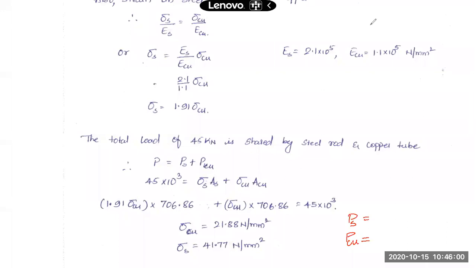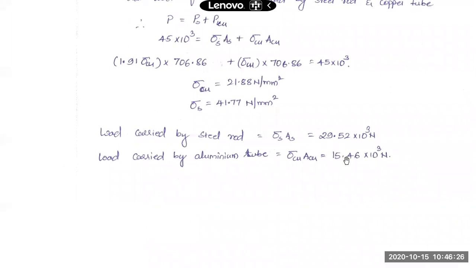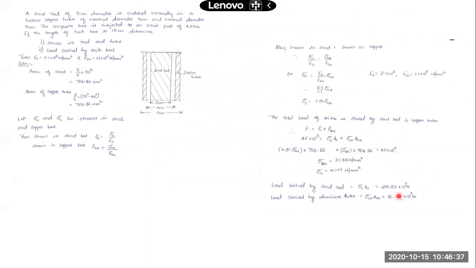Force in copper is 1350.10 into the stress of copper. Tell me how much you are getting for that. So this is how you find the forces: sigma S into AS. Just multiply these stresses by the respective areas, and you should be able to get the values of the forces in those bars. These are the forces in the steel and copper bars.